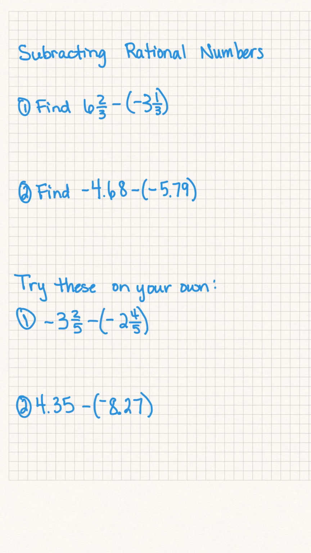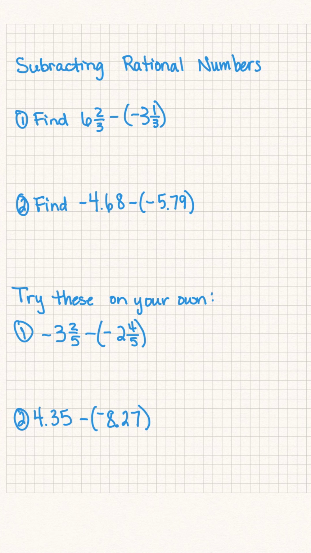Okay, so subtracting rational numbers. It is really like adding its opposite. So find 6 2/3 minus a negative 3 1/3. So adding the opposite would mean that you would be looking like this. 6, oh, wrong thing.